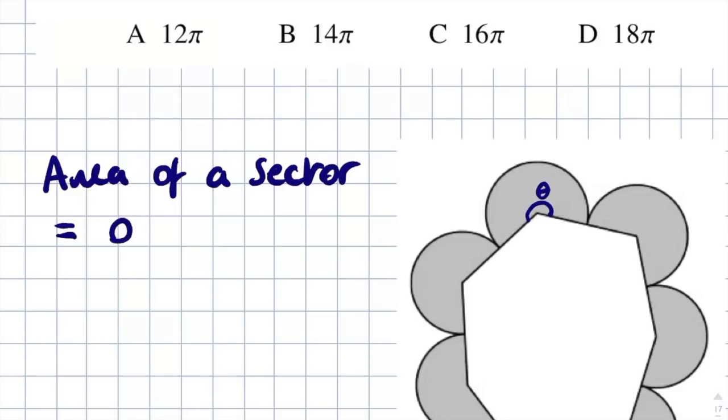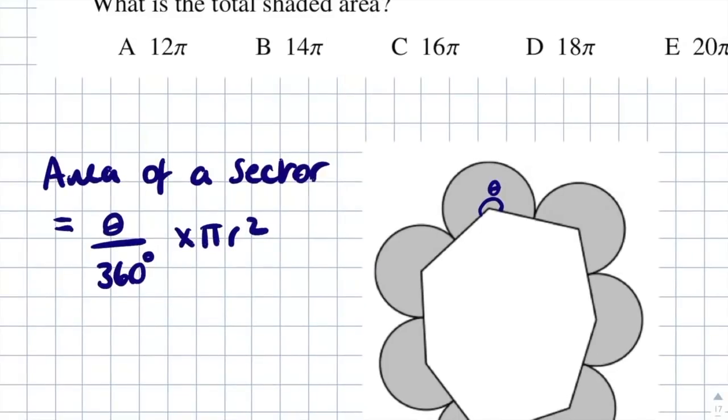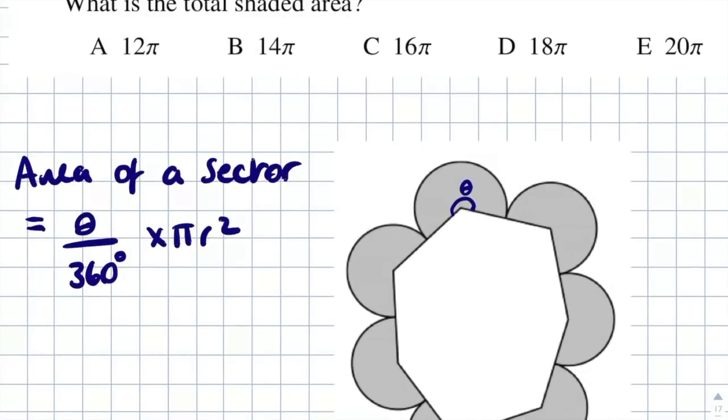and it's equal to theta divided by 360 degrees multiplied by the area of the circle, which is pi r squared. You're basically working out the area of the circle based on a proportion of the angle, and you can work out that proportion by doing theta divided by 360. Okay, so that's a formula that we need to know. But how are we going to find out what theta is?